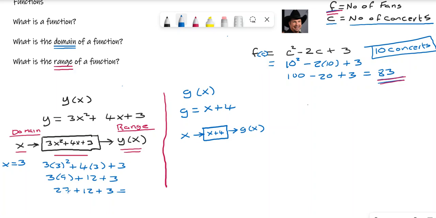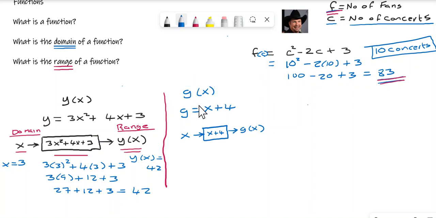so 27 and 3 is 30, and then 12 is 42. So the output, f(x), or y, is going to be equal to 42. So basically, when we input the value 3 into this function, the function gives us back 42. So when x is equal to 3, y, or f(x), is equal to 42. So it's like an input or a process that happens.